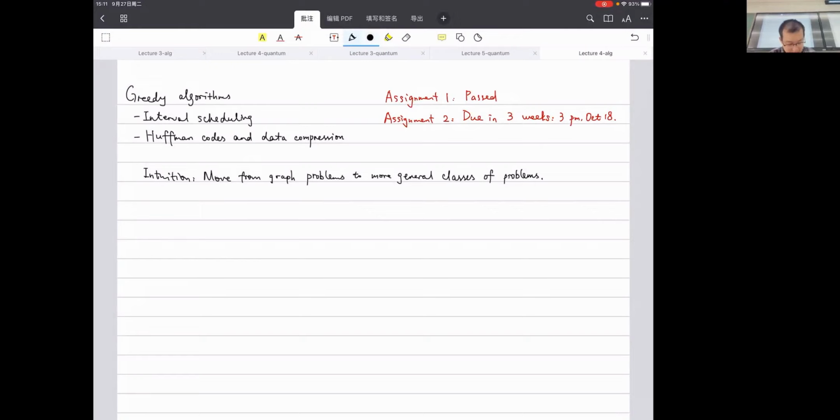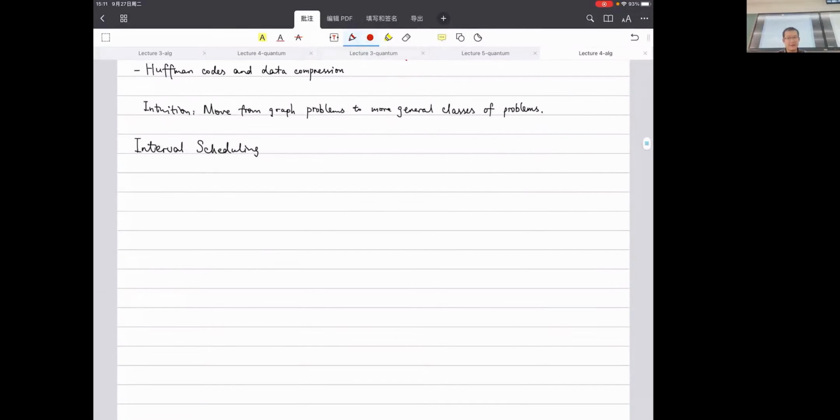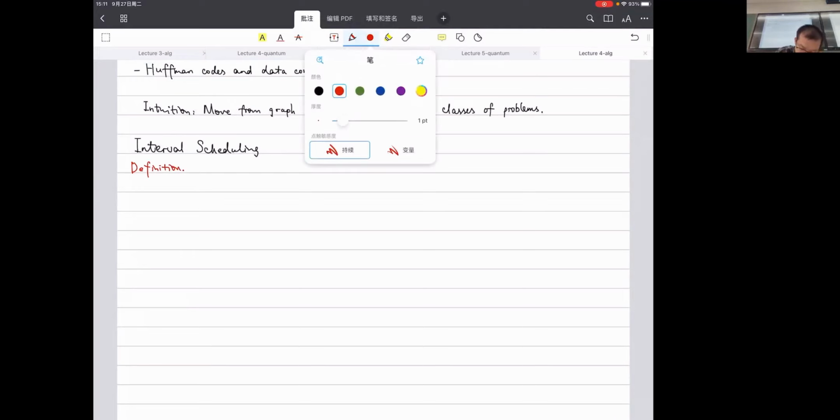Okay, so let's talk more about the algorithms. The intuition, as I just mentioned, is that we want to move from graph problems to more general classes of problems. So the first problem that we will talk about today is the interval scheduling problem. So what is the problem that we concern here? In general, scheduling is very helpful in your course study, and when you go to work, there are always such scheduling problems. So let's talk about the interval scheduling problem that we are interested in here.